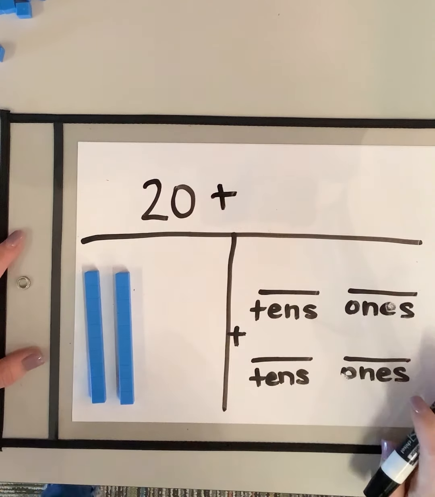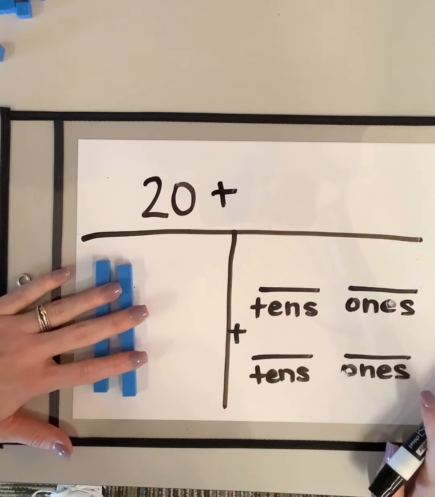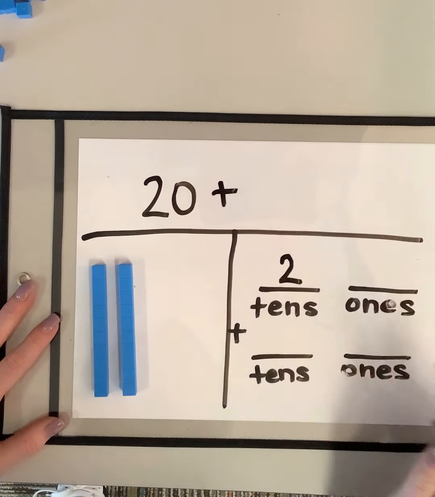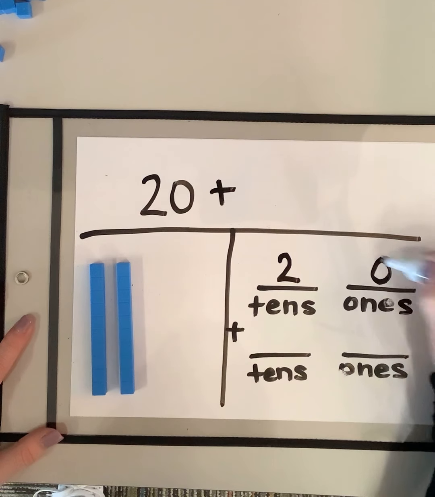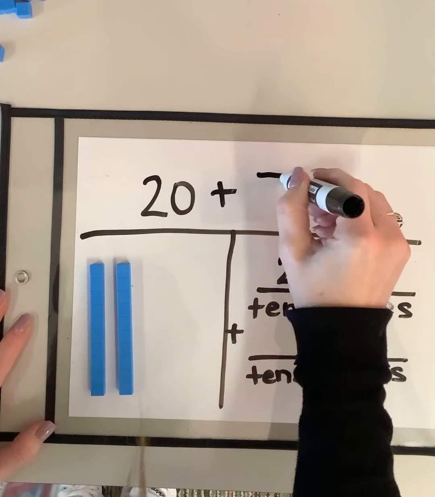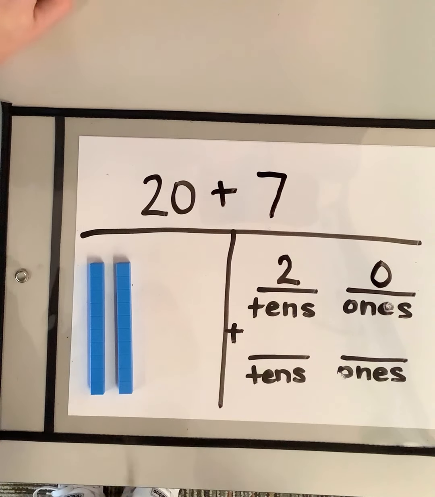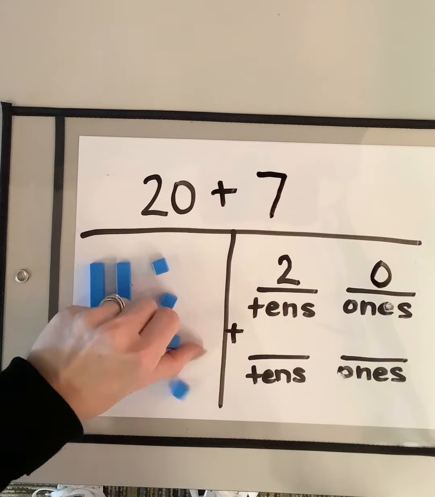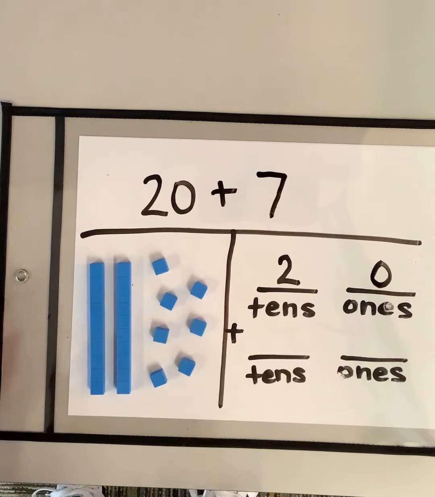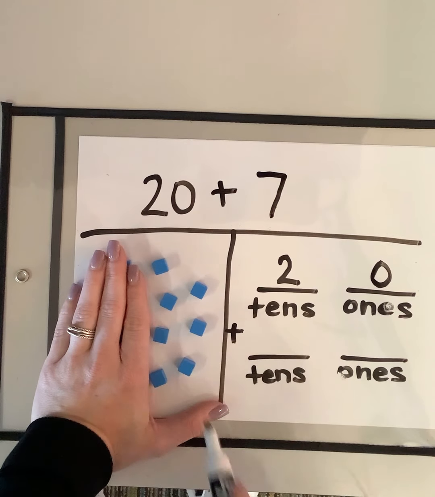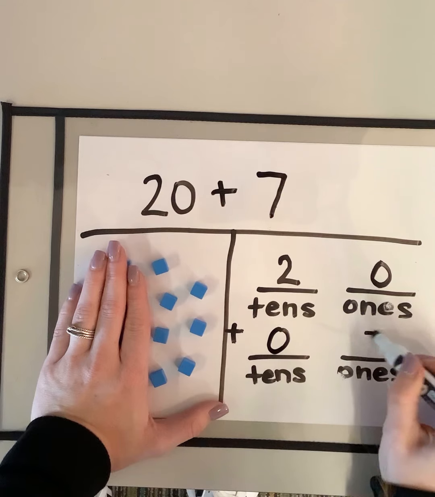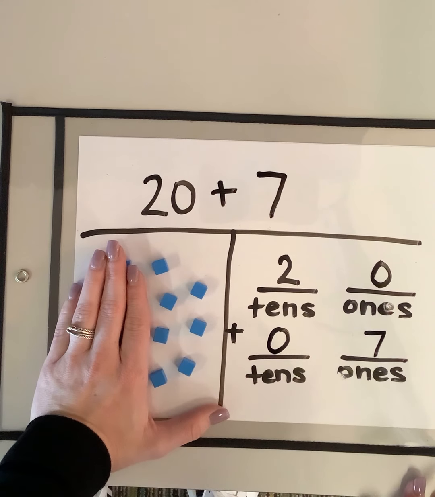I know I'm starting with 20, and if I'm starting with 20, I have a 2 in the tens place and 0 in the ones place. I don't have any ones cubes. If I'm going to add the number 7 to 20, 1, 2, 3, 4, 5, 6, 7. When I'm adding 7, I know that's a 0 in the tens, and there's 7 ones cubes.